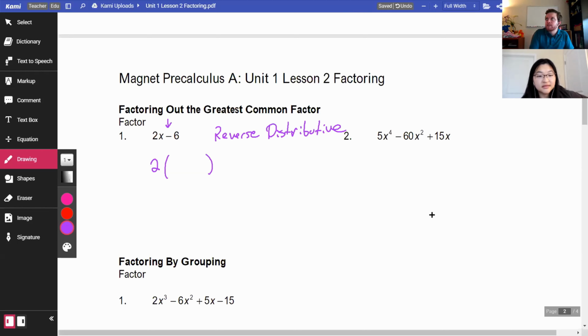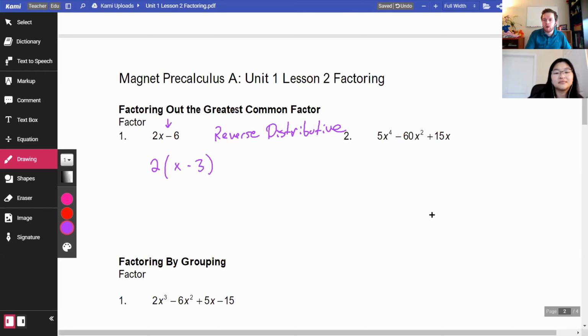X. Sorry, what times 2 gives me 2x, and you're correct, x. And then what times 2 gives me a negative 6? Negative 3. Wonderful. So we've done the process of factoring out a greatest common factor.